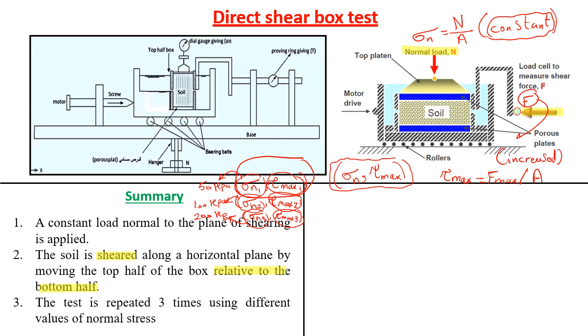Now we will move to another topic, which is the main drawbacks of this test. These drawbacks are the main reason for using the triaxial test rather than the direct shear box test in the lab for the calculation of the shear strength parameters. The first drawback, or the first disadvantage of the test, is that the failure surface is already predefined. You have already predefined that a horizontal failure surface will take place here.